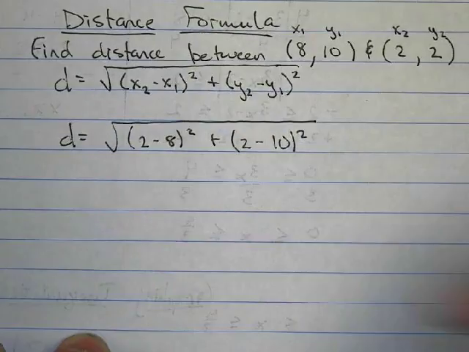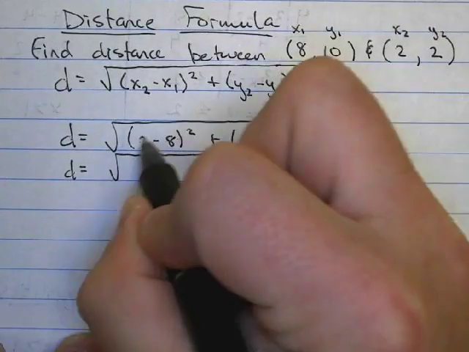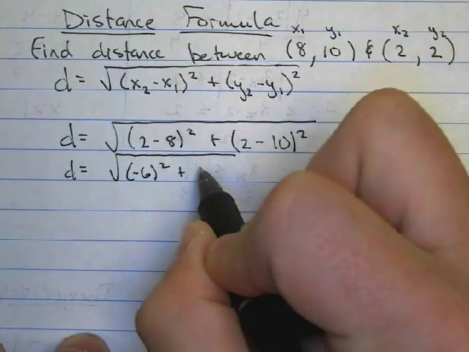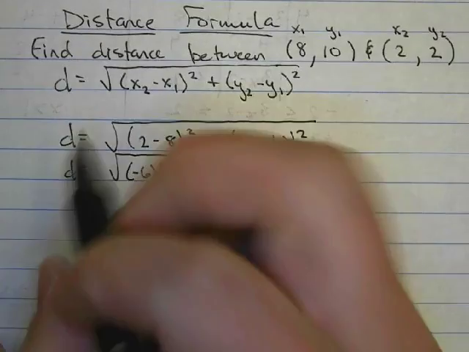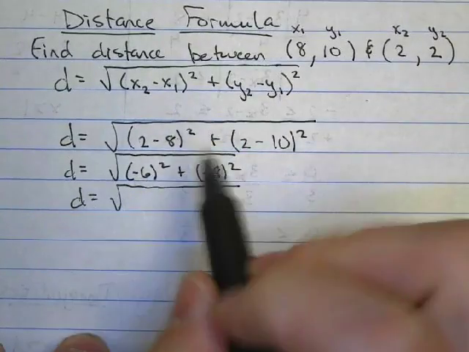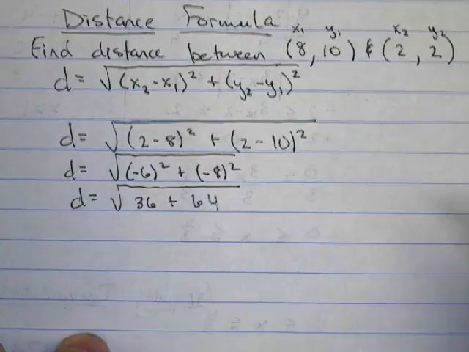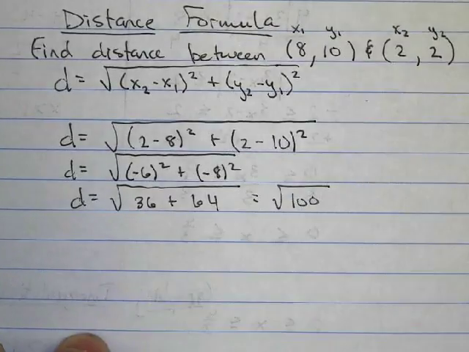So we do our subtraction, and I get the distance is equal to the square root of 2 minus 8 would be negative 6 squared, plus 2 minus 10 would be negative 8 squared. Continue just using some arithmetic. Negative 6 squared is 36, plus negative 8 squared is 64, which is the square root of 100. 36 plus 64 is 100.